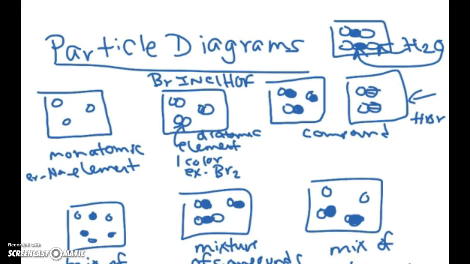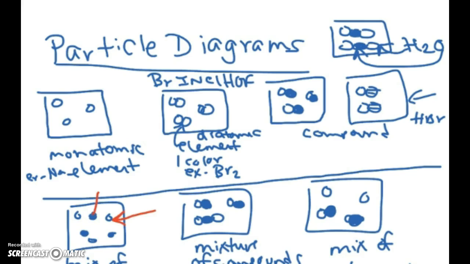Notice when we're representing a mixture, all the boxes on the bottom, you have to have at least two different types of patterns within the box. So for example, in this first box, there's the open circle, the dark circle, two different patterns. There's this compound and this compound, two patterns, one pattern, two pattern.